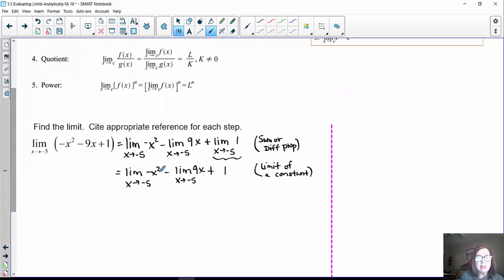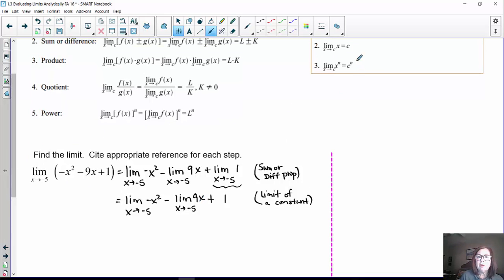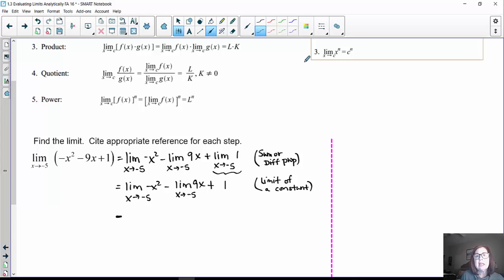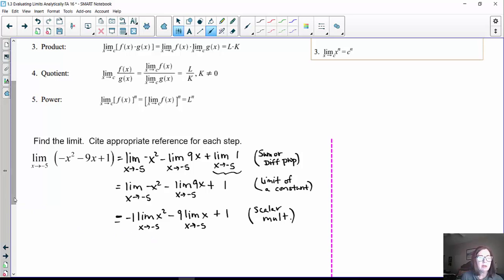Moving on. Well, I've got to deal with these two things because they are close to matching up with these two, but not quite. What they both have going on is a multiplier, a coefficient, if you will, a scalar multiple. So I will use the scalar multiple property, and rewrite that. This has a scalar multiple of -1, so that's -1 times the limit of x squared as x approaches -5. This has a scalar multiple of 9, so I have 9 times the limit of x as x approaches -5, and then I've already got my 1 out here. I need to cite a property, and that is my scalar multiple property. We are getting close.